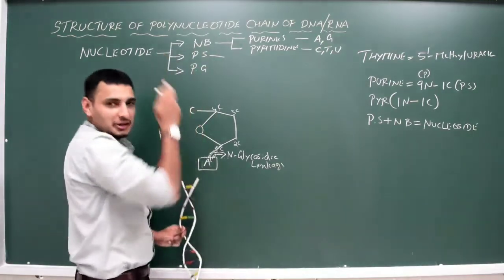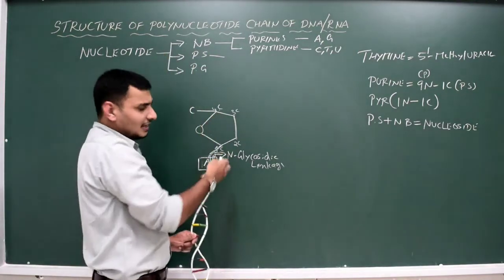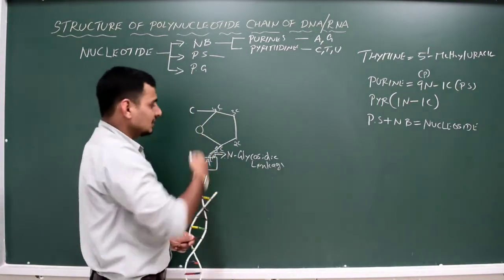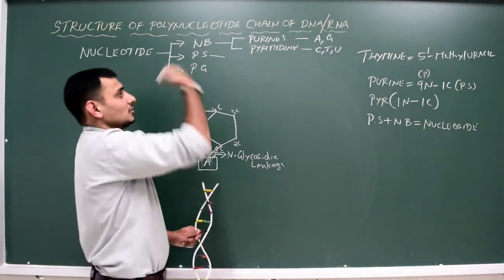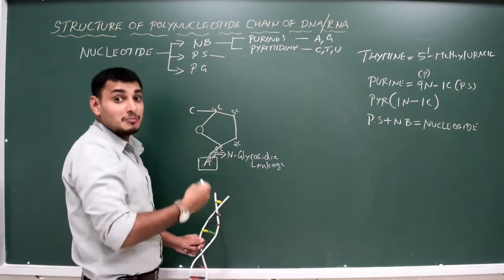So we know about the pentose sugar. If it is DNA, obviously we know that oxygen is present in the second carbon atom position, whereas oxygen is absent in DNA.